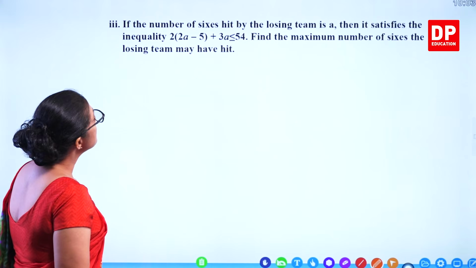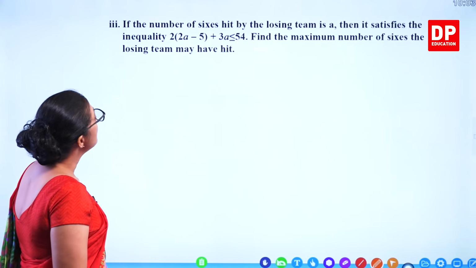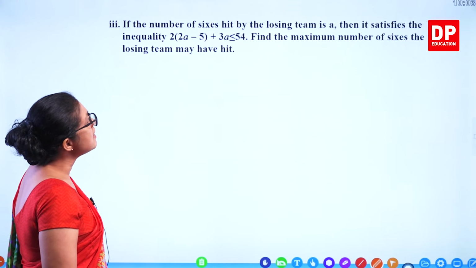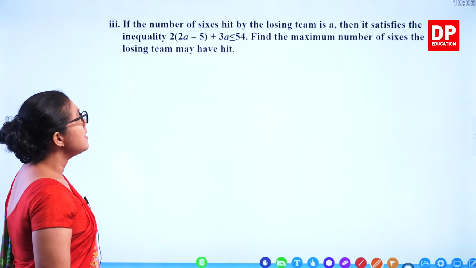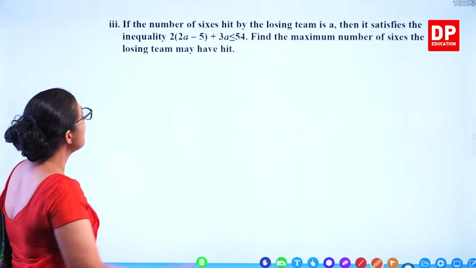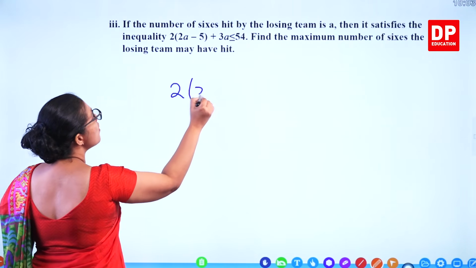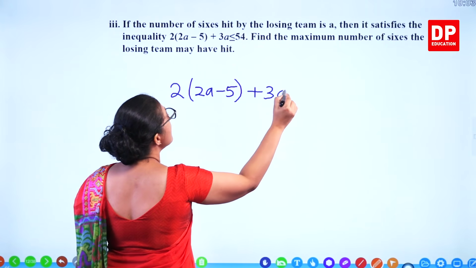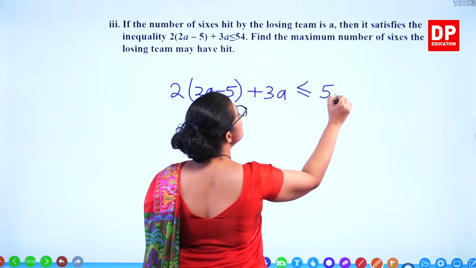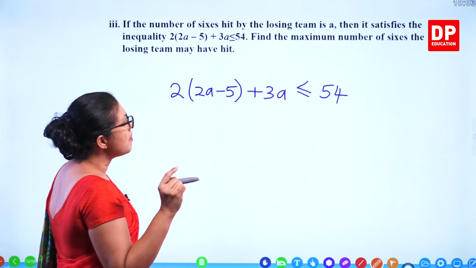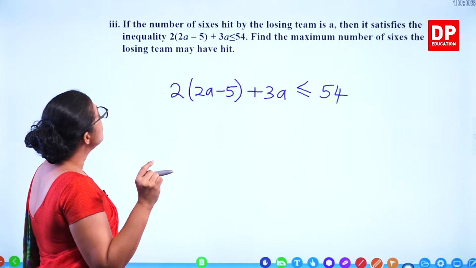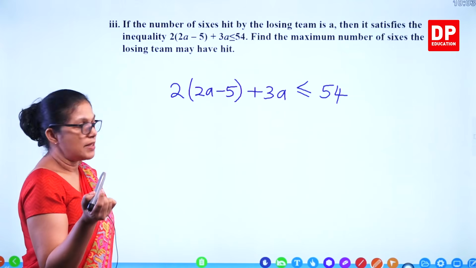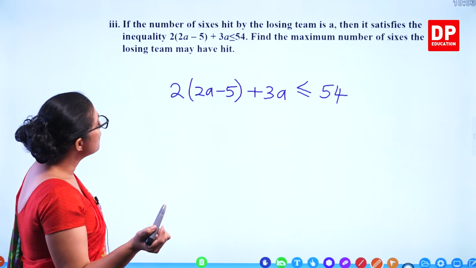The next part is about inequalities. If the number of sixes hit by the losing team is A, then it satisfies the inequality 2 into 2A minus 5, plus 3A, is less than or equal to 54. Find the maximum number of sixes the losing team may have hit. That means finding A. So what's the first step?